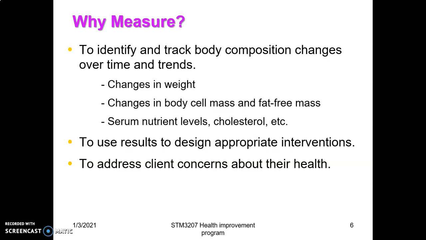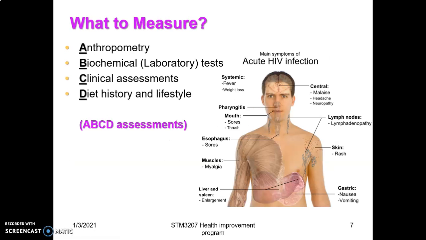Because we want to identify and track body composition changes, either changes in body cell mass, fat mass, and also perhaps serum levels, and also cholesterol over time and trend. We want to look at the trends and use the results to design appropriate intervention and to address client concerns about their health. So once we have all this data on their body composition, we can design an appropriate intervention for them. So what do we measure? We measure, as usual, the ABCD assessment, which is anthropometry, biochemical assessment, clinical assessment, and also diet history assessment.